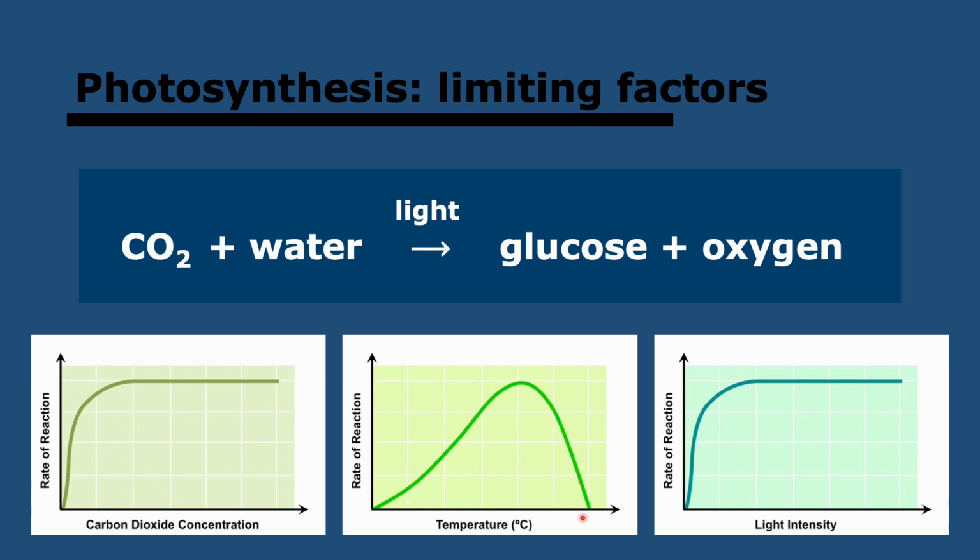So why does the graph for temperature look different? Because with temperature, we're looking at denaturation. Remember, these processes in photosynthesis require enzymes. And remember, after a certain temperature, enzymes denature and they stop working. So when you increase the temperature to a certain extent, it increases the rate because the enzymes are more active and there's a higher chance of collision. But after a certain while, they all denature.